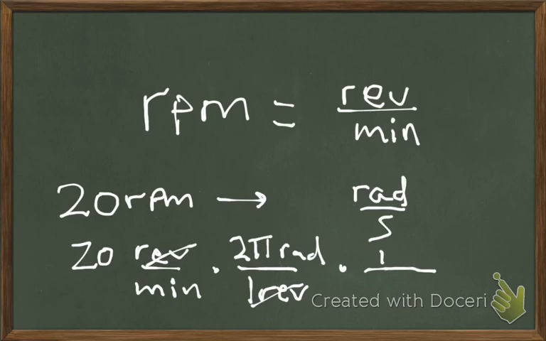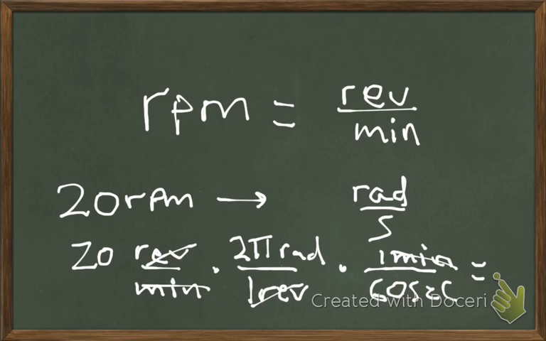So 1 minute. This pen is not working too well. So 1 minute is 60 seconds. All right, so that minute cancels with that minute, and then we're left with radians per second. So I'll go ahead and calculate that out super quick. So we've got 20 times 2 pi, and that divided by 60.